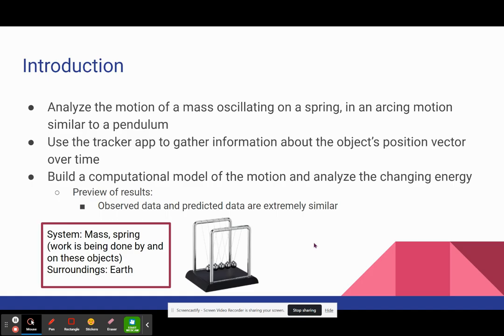So here's the introduction to the lab. The purpose of the lab was to analyze the motion of a mass oscillating on a spring system in an arcing motion similar to a pendulum, and we used the Tracker app to gather information about the object's position vector over time. And then we built a computational model of the motion to analyze the changing energy. And the system itself was the mass and the spring.